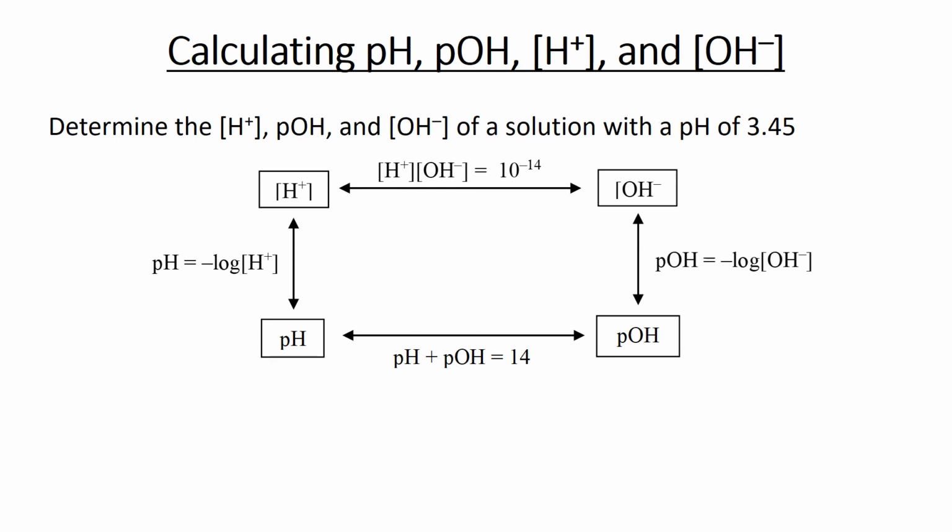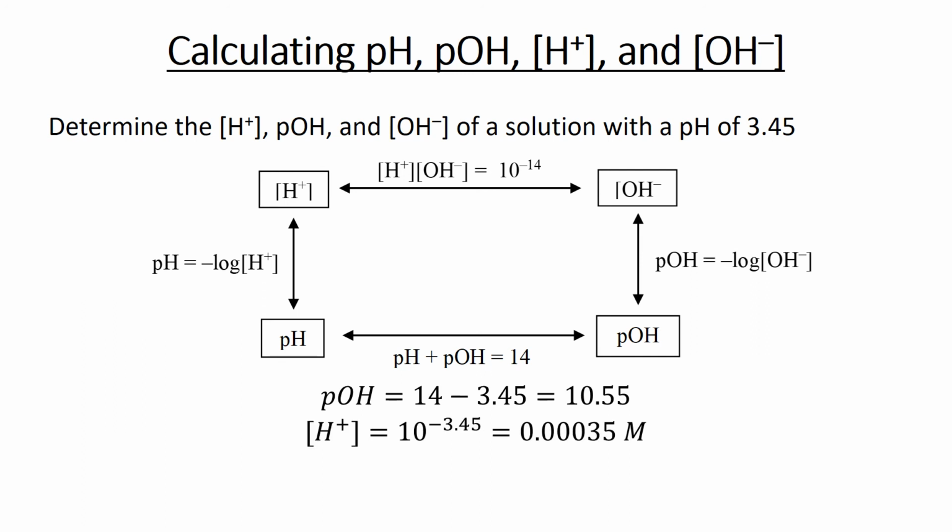Let's do one last example. Let's see if you can find the H+ concentration, the OH minus concentration, and the pOH of a solution with a pH of 3.45. If you use the flowchart correctly, you should end up with a pOH of 10.55, an H+ concentration of 10 to the negative 3.45, and an OH minus concentration of 10 to the negative 10.55, which is 2.8 times 10 to the negative 11 molar. So see if you got those numbers. We'll be doing more practice problems in class, and I hope to see you then.